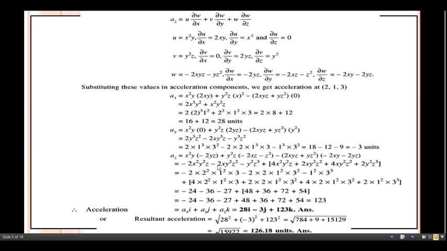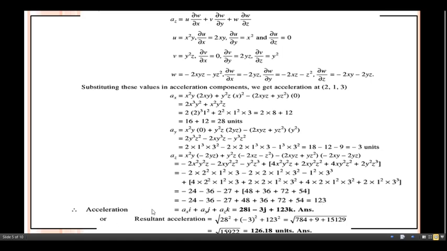Similarly substitute other things, and our ultimate aim is to find out the acceleration component along the z direction at point (2,1,3). So substitute the values of x, y, z as 2, 1, 3 and do the calculation. At last we can get the acceleration component along the z direction as 123 units.